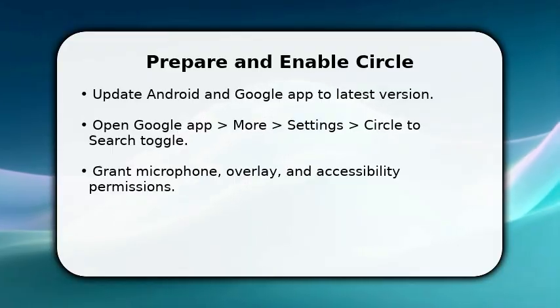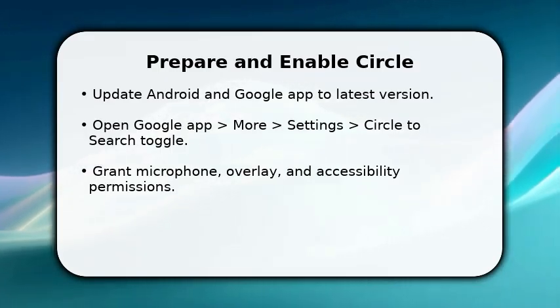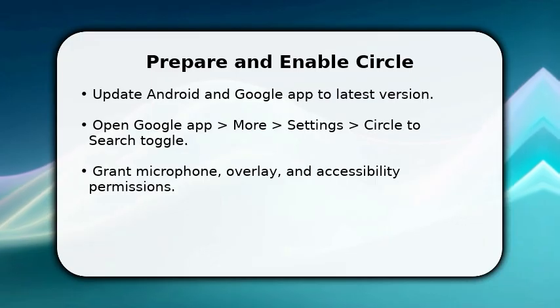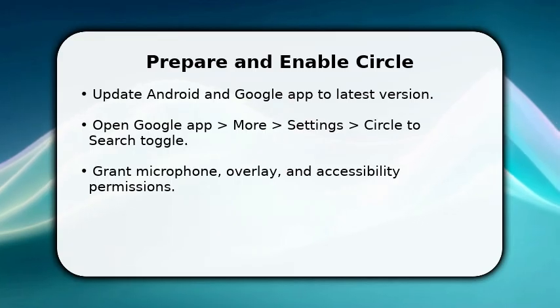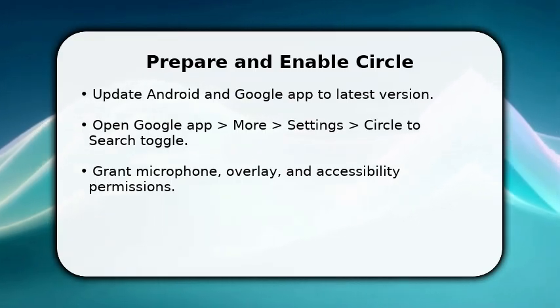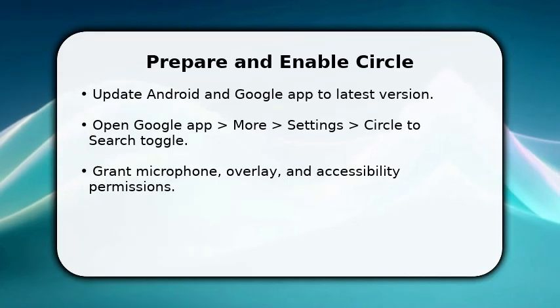You will begin by turning Circle to Search on and granting permissions. Do this now. Open the Google app, tap More, then Settings, and find Circle to Search. Toggle it on. Once enabled, accept the prompts for microphone and overlay so Circle can capture selection and show results.